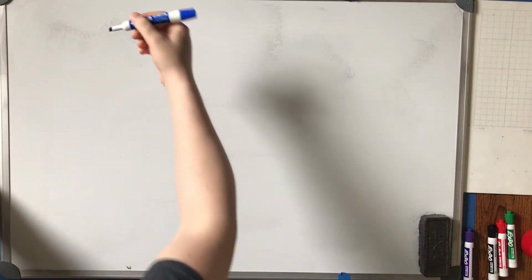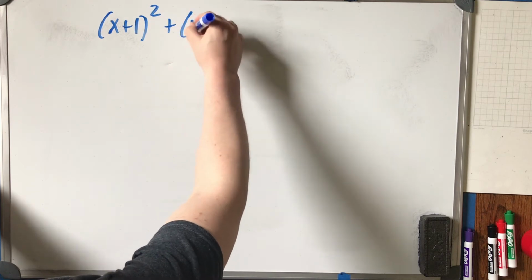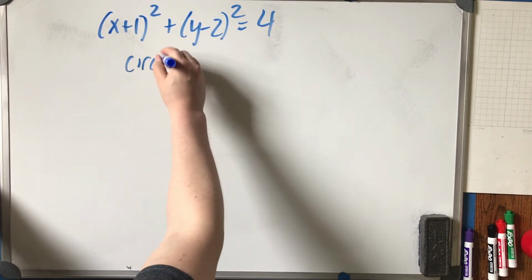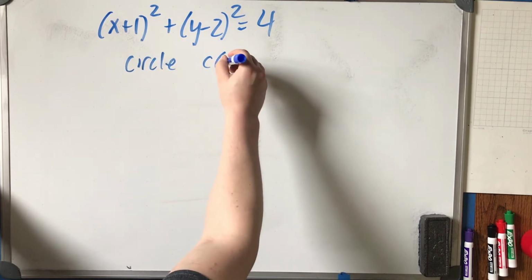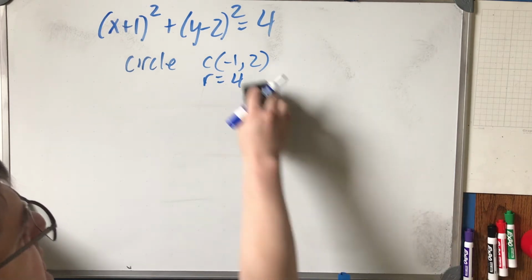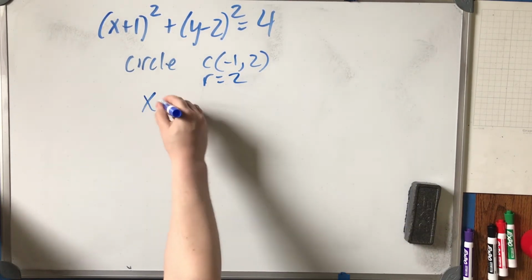Alright, for what I have labeled as number 5, I have no idea. It's: find the set of parametric equations for (x + 1) squared plus (y - 2) squared equals 4. I recognize this as a circle, and it has a center point of -1, 2, and a radius of not 4, but 2. That makes this pretty straightforward. I can just do x equals.